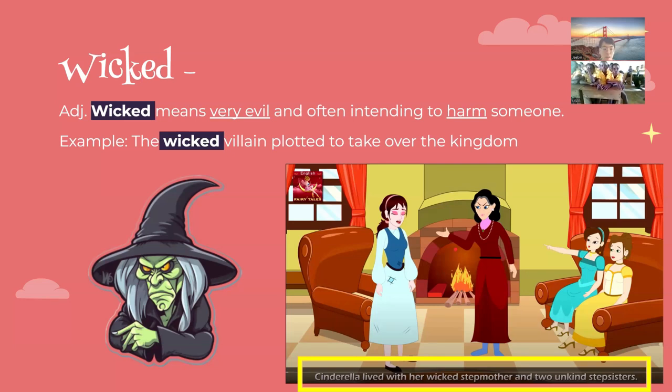And wicked, I think some of you guys may already know, but it's an adjective. So wicked means very evil and often intending to harm someone. So the wicked villain plotted to take over the kingdom. That is an example. So wicked means very evil and wanting to harm someone else. So in the story, if you see on the right, it is used as Cinderella lived with her wicked stepmother and two unkind stepsisters. So it is used to describe her stepmother, who was wicked, means very evil.